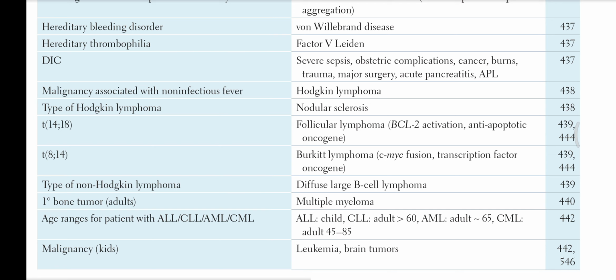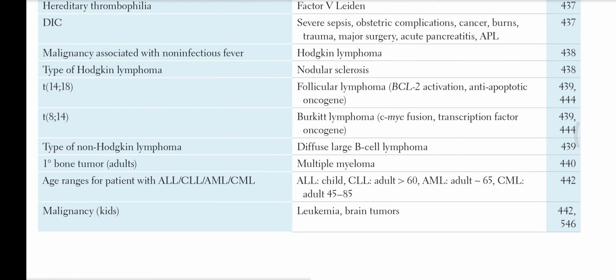DIC: severe sepsis, obstetric complications, cancer, bone trauma, major surgery, acute pancreatitis, and APL. Malignancy associated with non-infectious fever: it is Hodgkin's lymphoma. Type of Hodgkin's lymphoma is nodular sclerosis. T(14;18) follicular lymphoma, BCL2 activation, anti-apoptotic oncogene. T(8;14) Burkitt lymphoma, c-MYC fusion, transcription factor oncogene. Type of non-Hodgkin's lymphoma, diffuse large B-cell lymphoma.